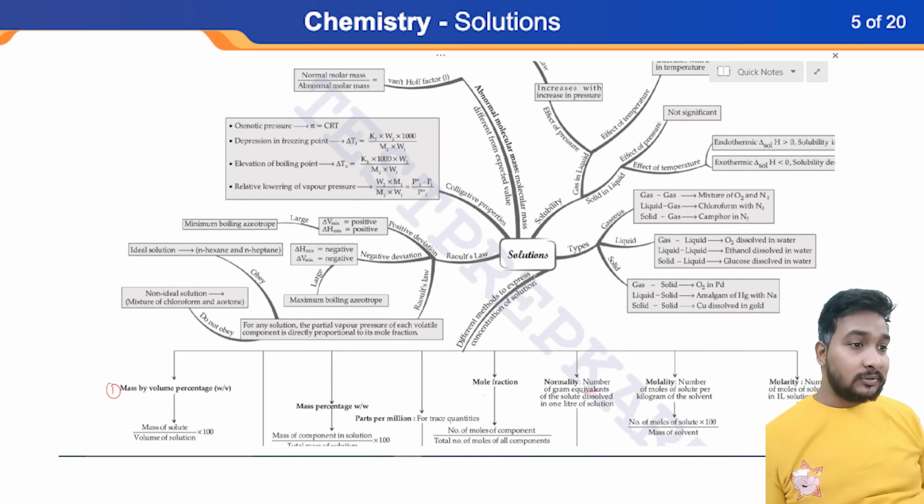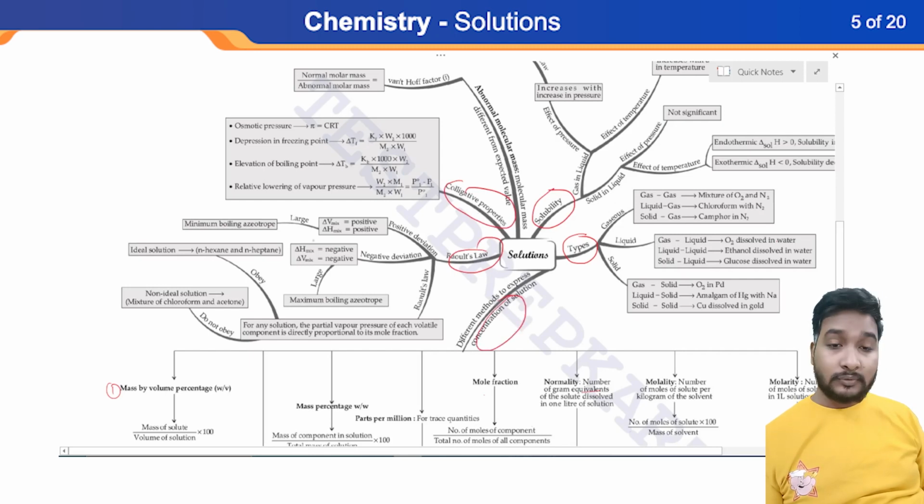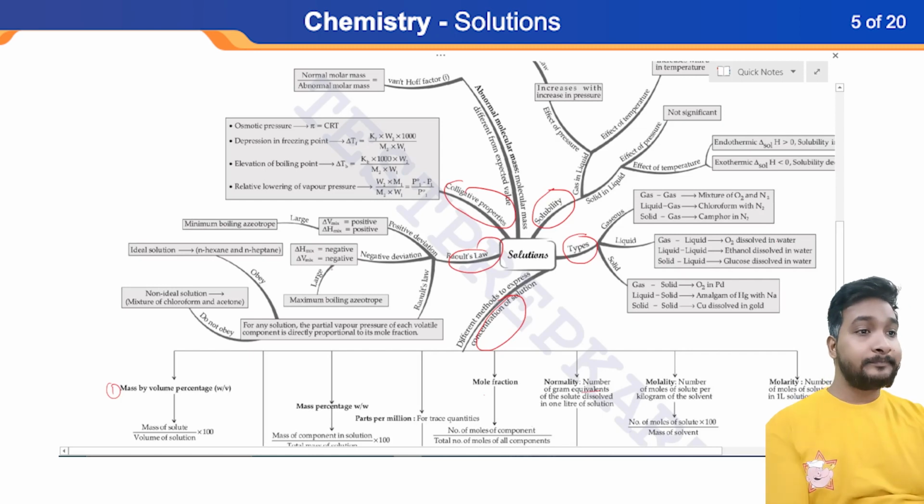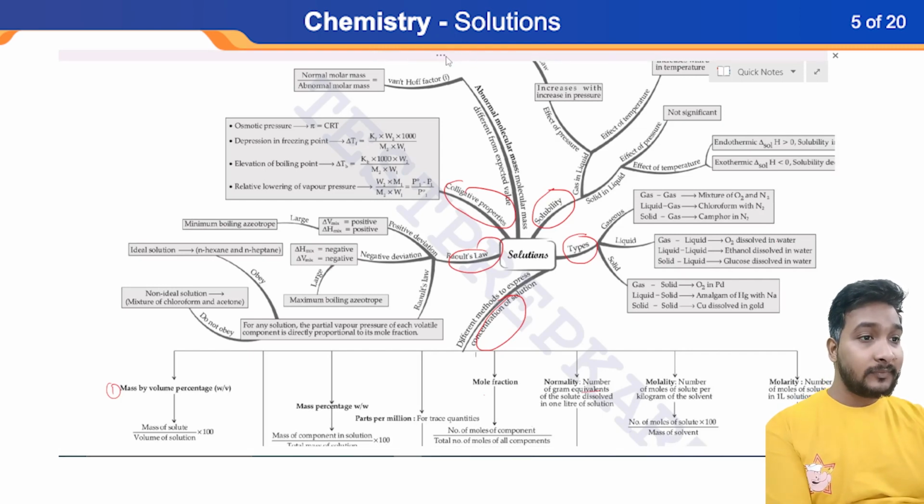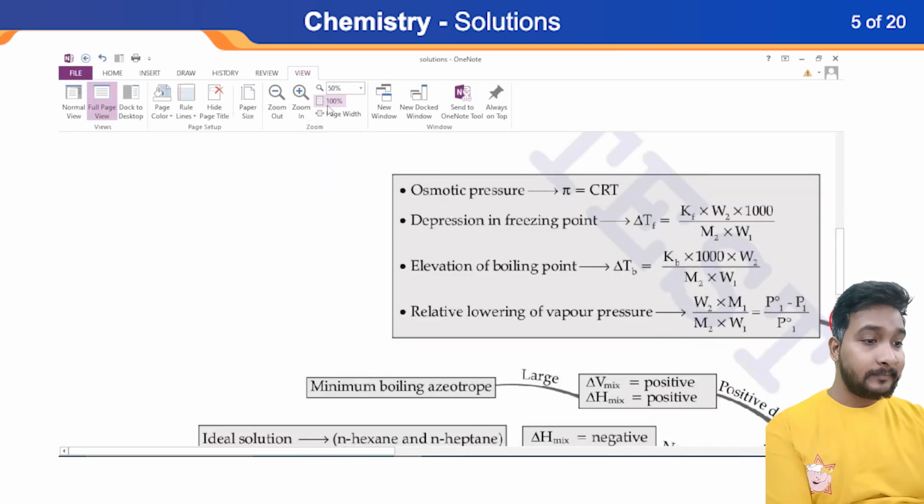Okay. So this chapter is divided into 4 to 5 parts. As you can see here: types of solution, solubility, colligative properties, Raoult's law, and different methods to express concentration of solution, right? So these 5 subtopics are very important to understand the chapter Solution. Okay, so let's begin. Let me zoom in for better visibility.